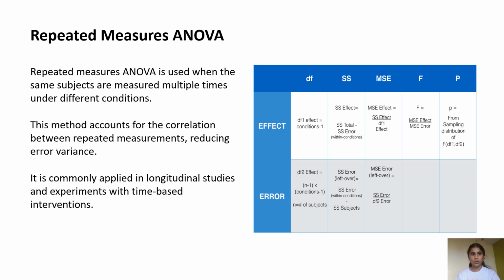Repeated measures ANOVA. Repeated measures ANOVA is used when the same subjects are measured multiple times under different conditions. This method accounts for the correlation between the repeated measurements, reducing error variance. It is commonly applied in longitudinal studies and experiments with time-based interventions.